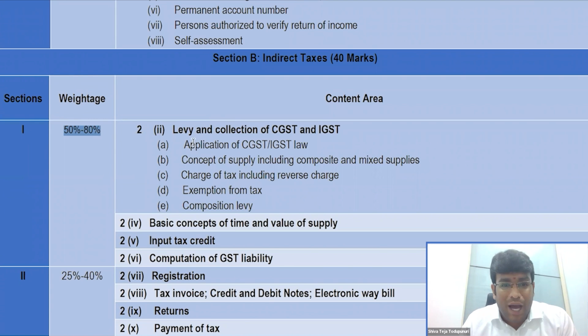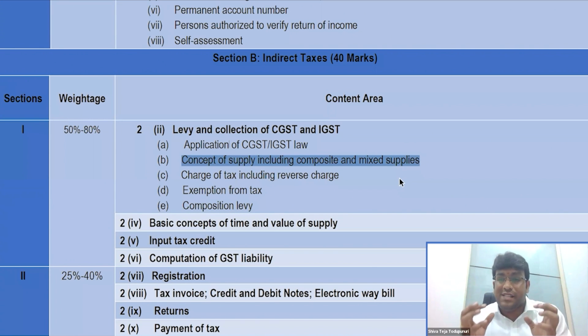First, that is about application of GST law. GST law applies to what? Does GST law apply to Jammu and Kashmir? The answer is certainly yes. GST law applies to the whole of India, including Jammu and Kashmir. Correct, guys? Then the concept of supply, including composite and mixed supply.